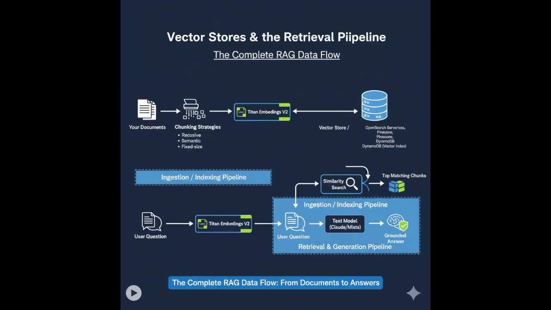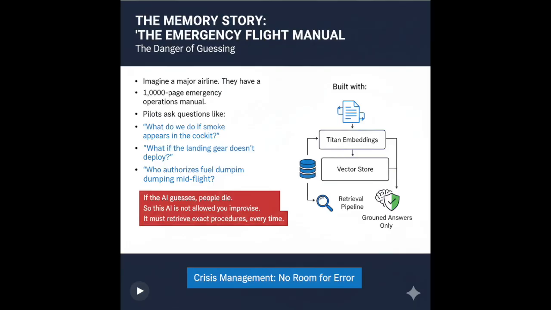Vector stores and the retrieval pipeline, the emergency flight manual. Today, we're covering vector stores and the retrieval pipeline, one of the most important days for the AWS Generative AI Developer Professional Exam. If you truly understand this, RAG questions stop feeling mysterious and start feeling mechanical. Let's lock it into your brain with a story you won't forget. The memory story: the emergency flight manual.